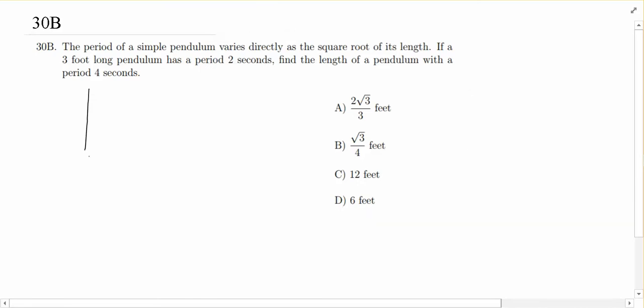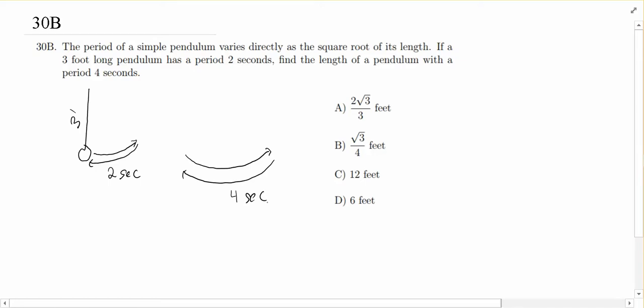So, if we think about what's going on in this problem, we've got this pendulum that's 3 feet long, and for it to go back and forth, it takes 2 seconds. Now we have some other pendulum that in order to go back and forth, it takes 4 seconds. That's what's going on in this problem.